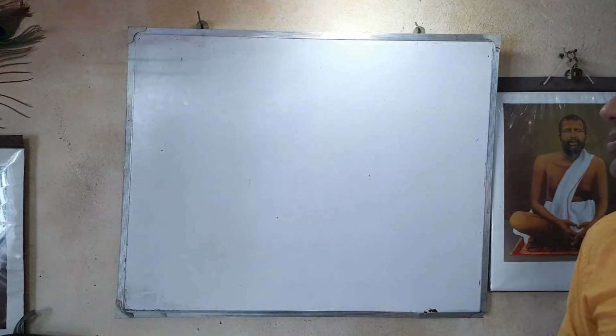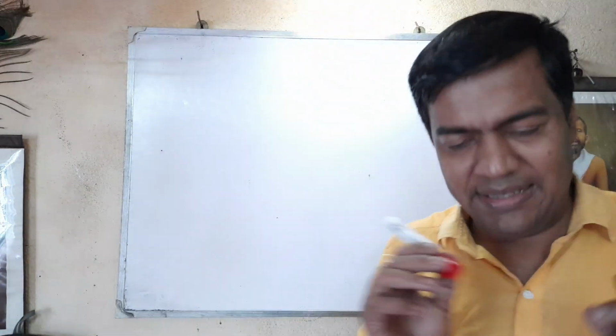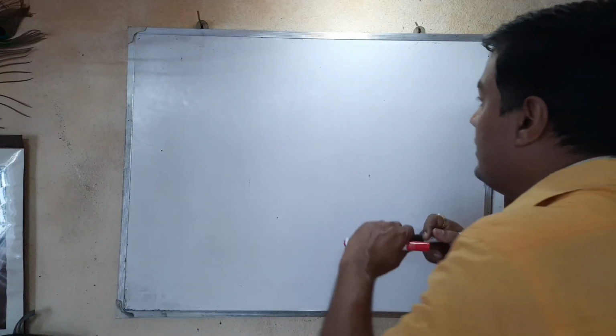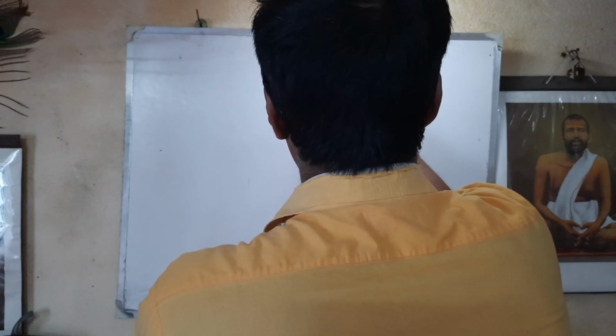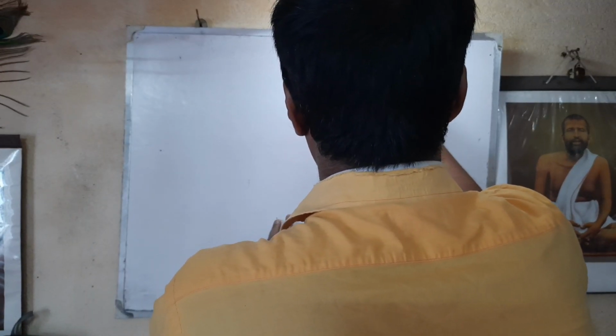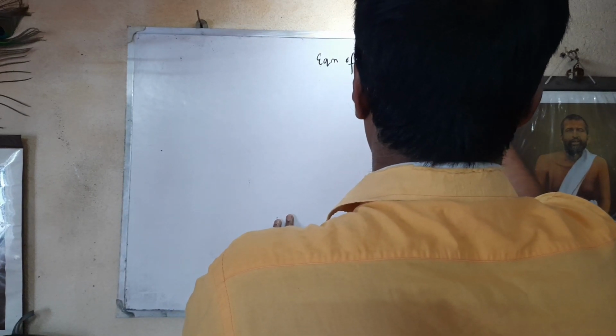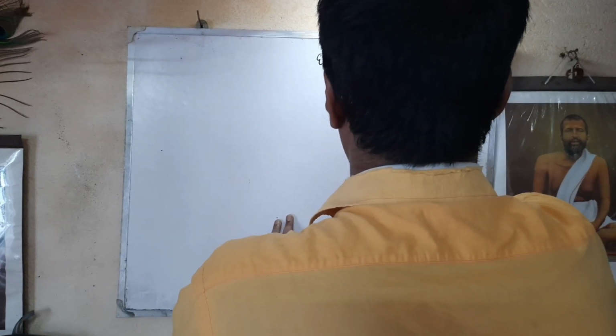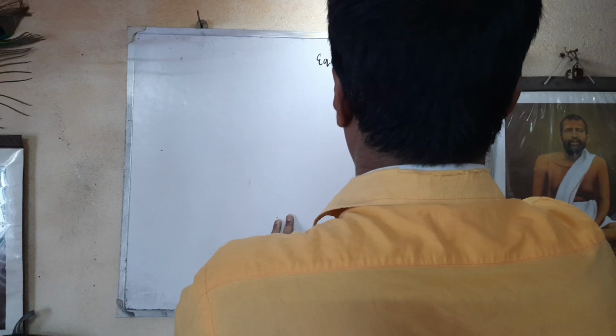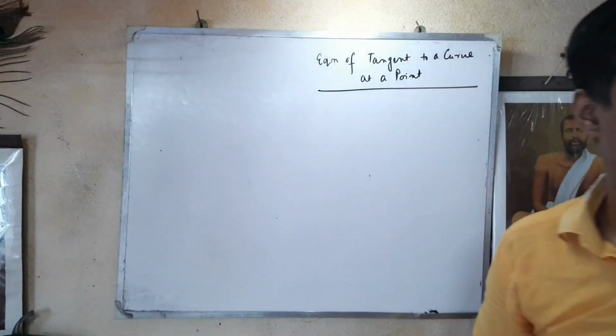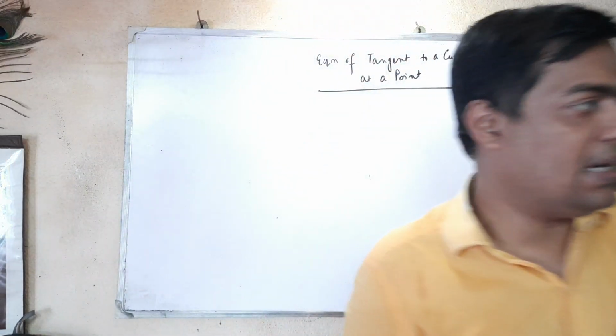Now, let us consider the equation of tangent and normal to a curve at a point, the basic equation. So, first I am coming to the equation of tangent. Tangent to a curve at a point. Okay, just wait, let me clear the pen.